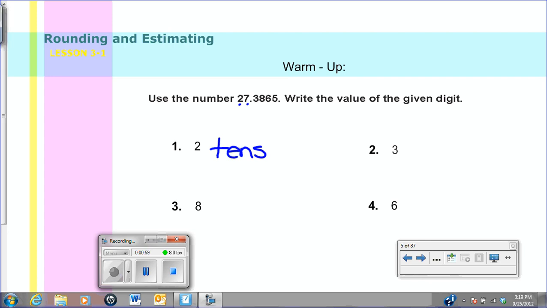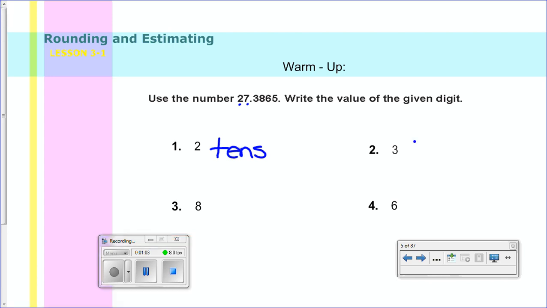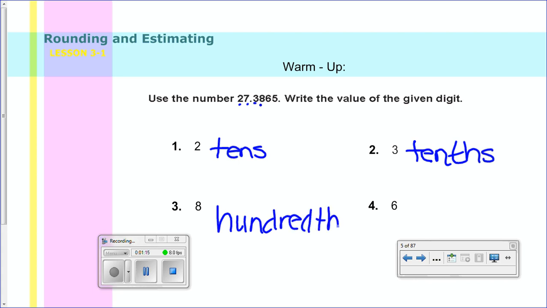All right, so we're going to take a look at number 2 then. The 3 in this case is right after the decimal, and that is in the tenths place. Number 3, the 8, well, that's right after the tenths, so that's the hundredths. And finally, for number 4, the digit 6, and that, well, is in the thousandths. So you spell thousand, and then the TH at the end to tell you it's the thousandths.